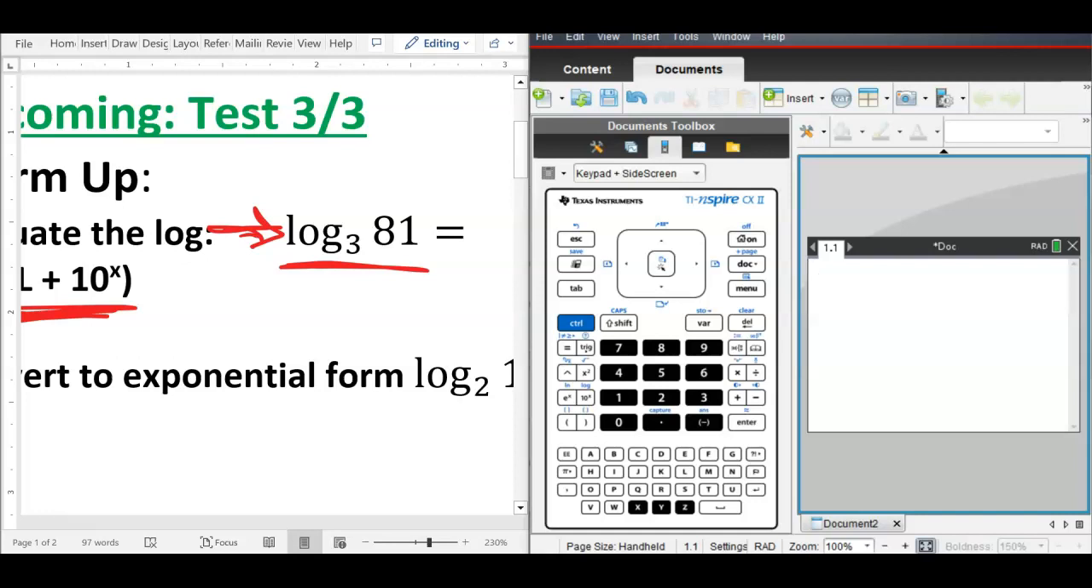Control, and next to the number 1 is 10 to the x power. Do you see a tiny little log right there? It says LOG, right? You're going to press Control, 10 to the x. Okay, go and do that. Control, 10 to the x.